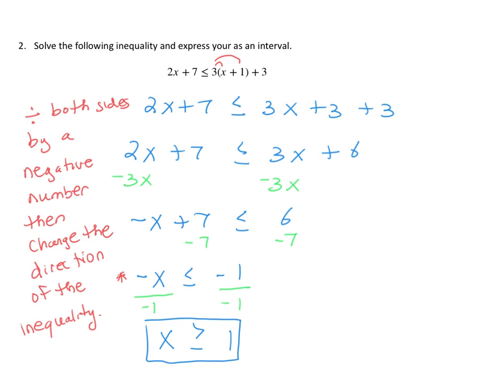Had this been just a positive 2 or some other positive number, I would have left it alone. But here, if you divide or even multiply both sides of an inequality by a negative number, you have to change the direction of the inequality. This question does say express your answer as an interval, and here we're saying x is greater than or equal to 1. So you'd write that as everything from 1 and up to positive infinity.